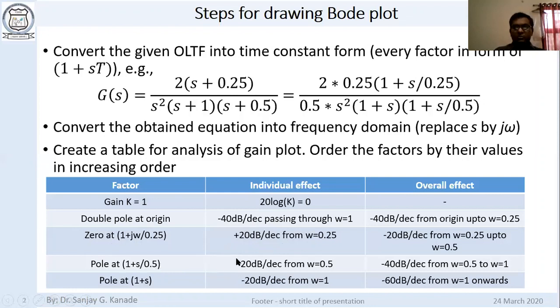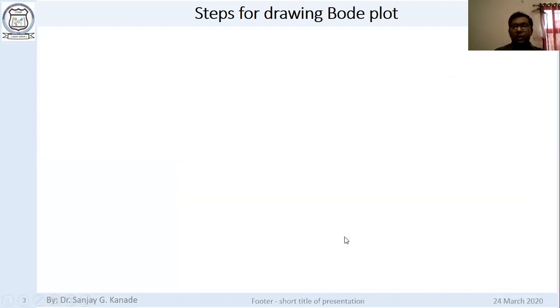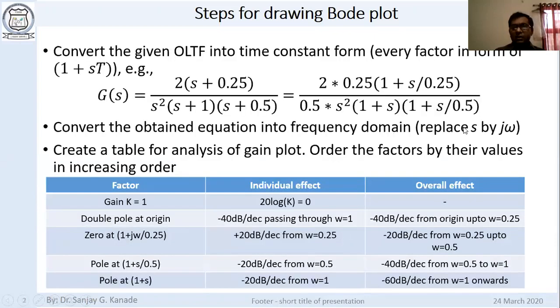So its effect is minus 20 dB per decade, and it is from omega equal to 0.5. Why are we taking this from 0.25, from 0.5, and here from 1? Because if you remember well, we have seen the T here is what? 1 by 0.5 or 1 by 0.25, right? And the cutoff frequencies for each of these factors are 1 by T, right? That's why these are the cutoff frequencies for individual factors.